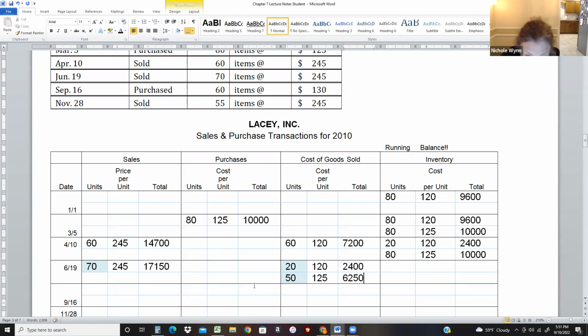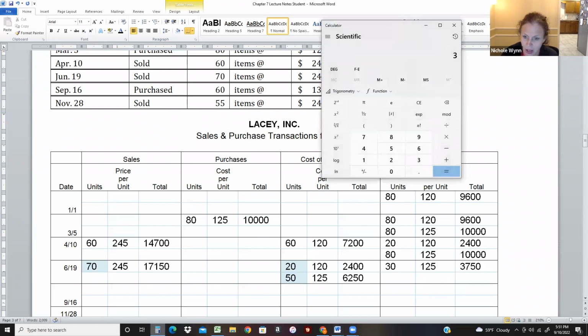Okay. So the reason why I used 50 is because I sold 70, 20 of them. I only had 20 units left at 120, and then I had to move to the next row. So of these 80, I sold 50. So I did not sell 30 at 125. That's it. 30 times 125. Yep, 3,750.